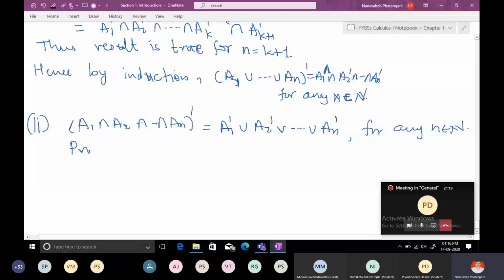Fine. So that means here, how do we apply induction? Because here the n is equal to 2 case was needed to prove, and therefore the base case becomes n is equal to 2 in this case.